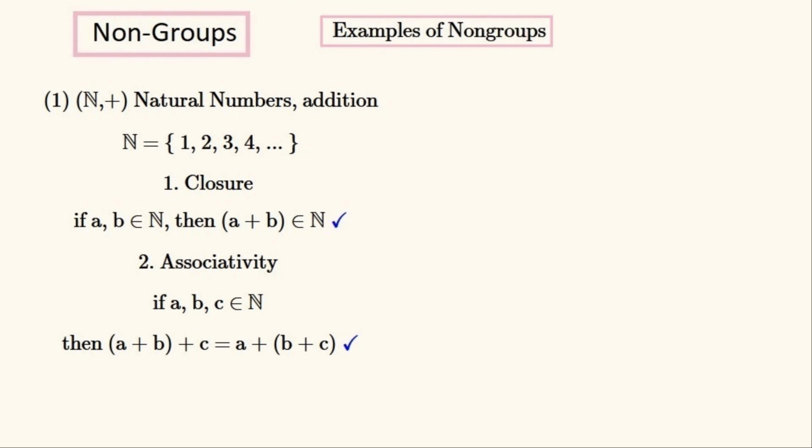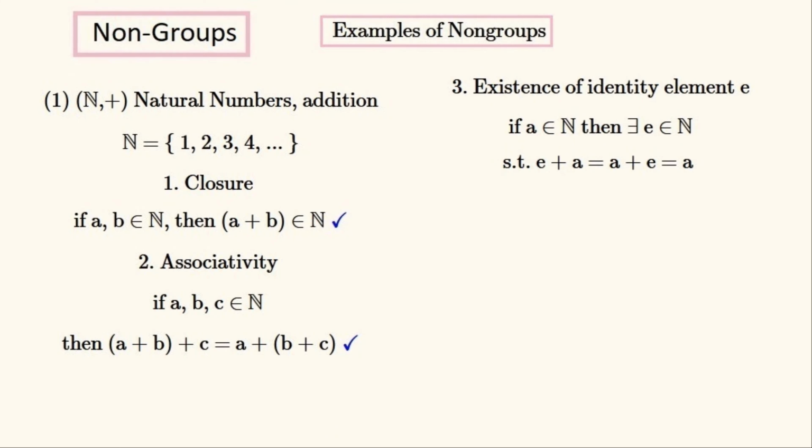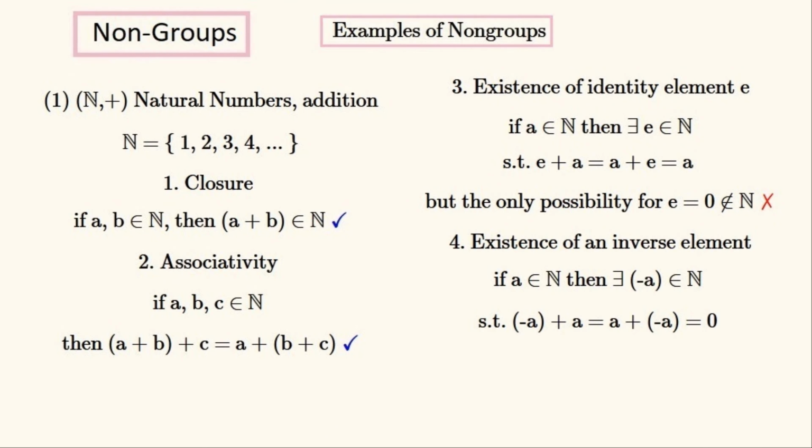Associativity is also very obviously obeyed. Now to see if it has an identity element. The only possibility for the identity element here is 0, and that isn't in the set, so this axiom is false for this numerical system, so it is a non-group. We'll keep on exploring this numerical system to see how much it isn't a group.